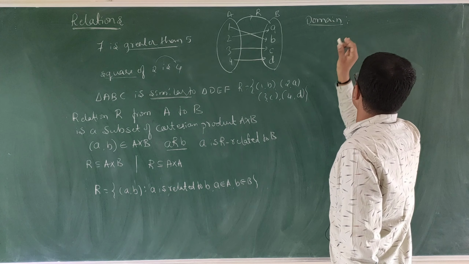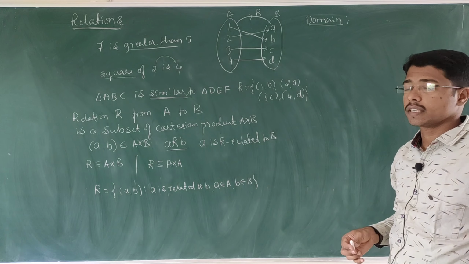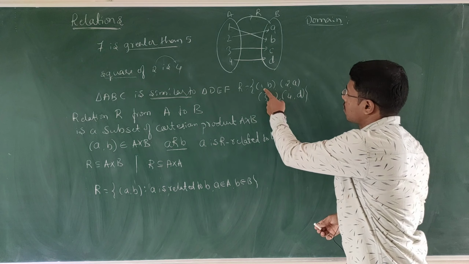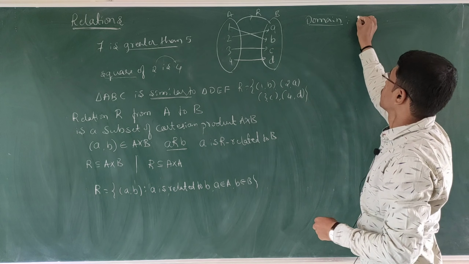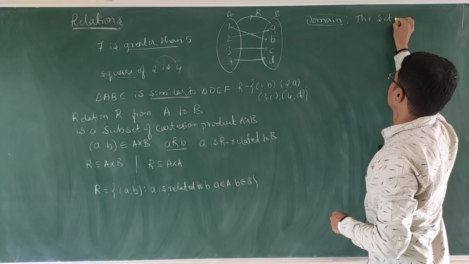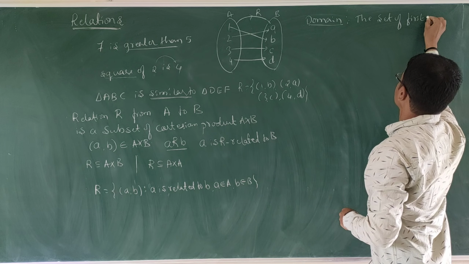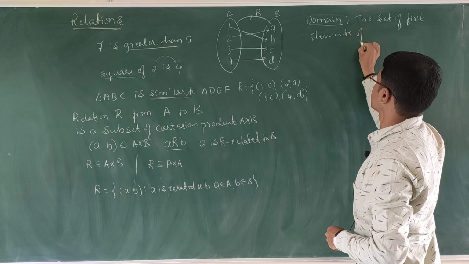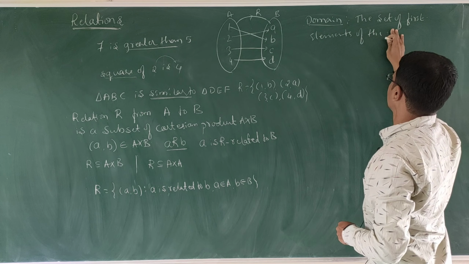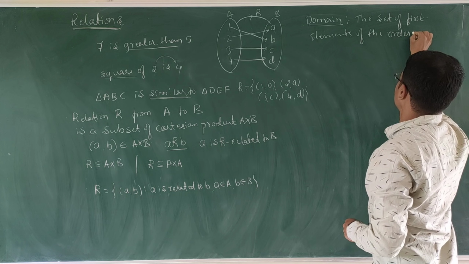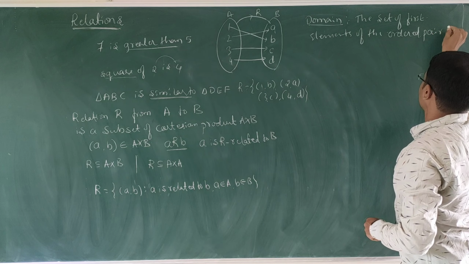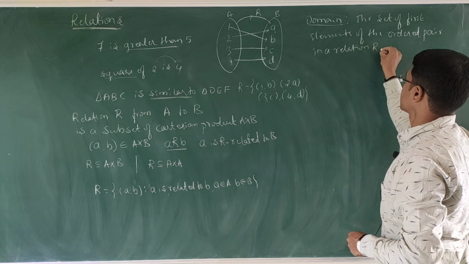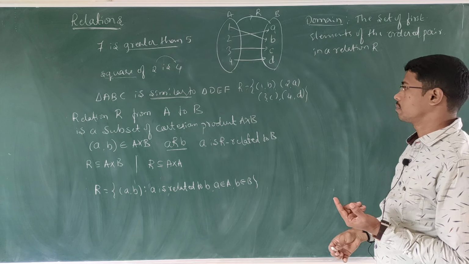Domain. The domain of the relation R is the set of all first elements of the ordered pairs in a relation. So the set of first elements of the ordered pair in a relation R is called the domain of the relation.